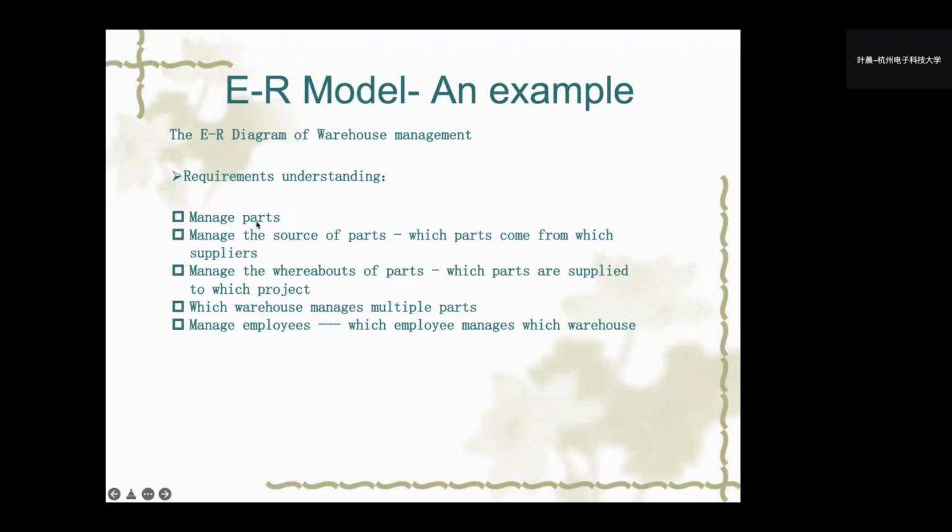It includes managing parts and managing the source of the parts. That is to say, which parts come from which suppliers, and we need to manage the whereabouts of the parts, which means which parts are supplied to which project. And we need to record which warehouse manages multiple parts. We also need to record how to manage the employees, that means which employee manages which warehouse. So I have listed several of these requirements whose information we need to include in our ER model.